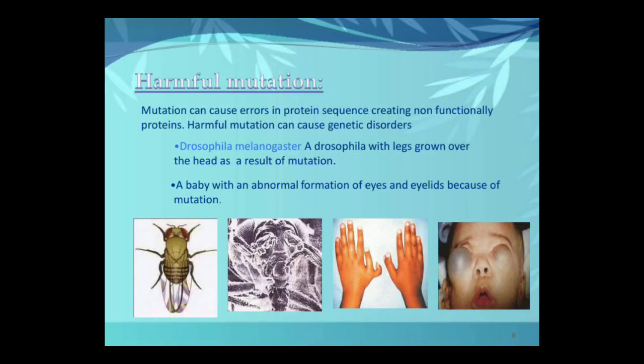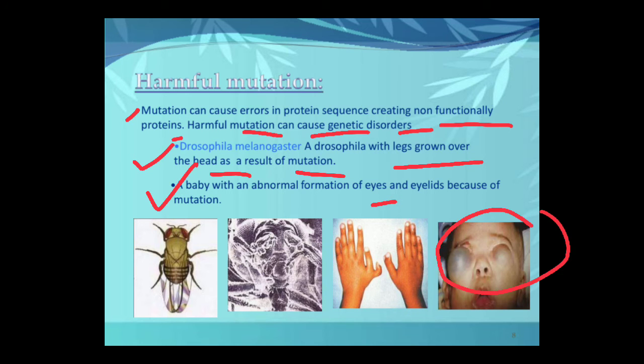We start with the harmful mutation. Mutation can cause errors in protein sequence, creating non-functional proteins. Harmful mutation can cause genetic disorders. Here is a Drosophila melanogaster with legs grown over the head as a result of a mutation. Here is a baby with an abnormal formation of eyelids because of a mutation. These types of mutations are harmful mutations. Here you can see a sixth finger. So these are the harmful mutations.